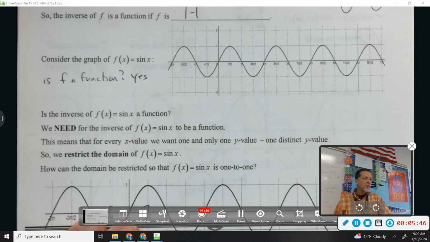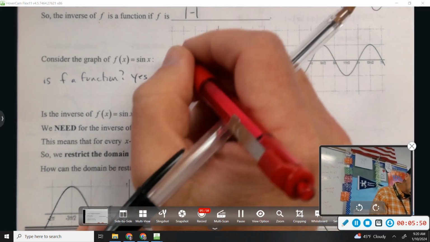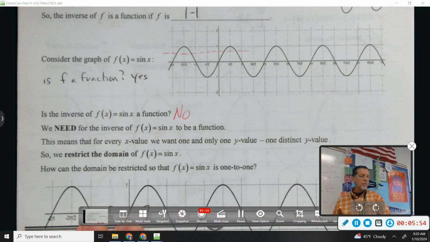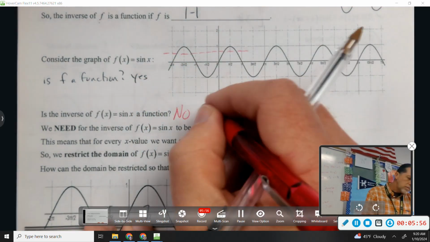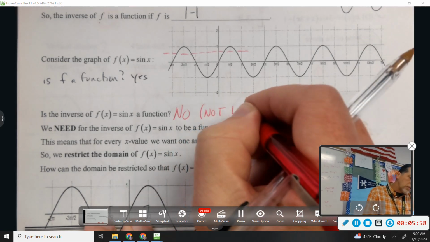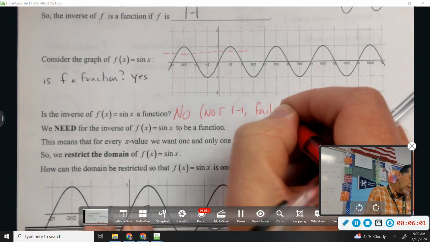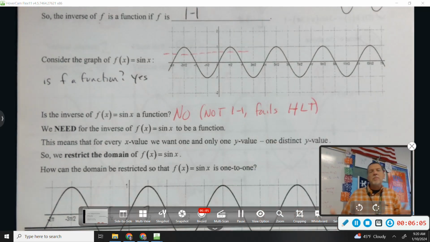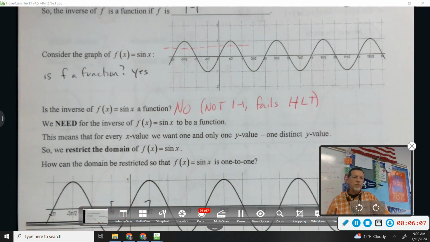Is the inverse a function? No, because if we draw a horizontal line, it intersects a whole bunch of times. No, it's not 1 to 1. It fails the horizontal line test. Like that's the same thing, phrased a little differently.